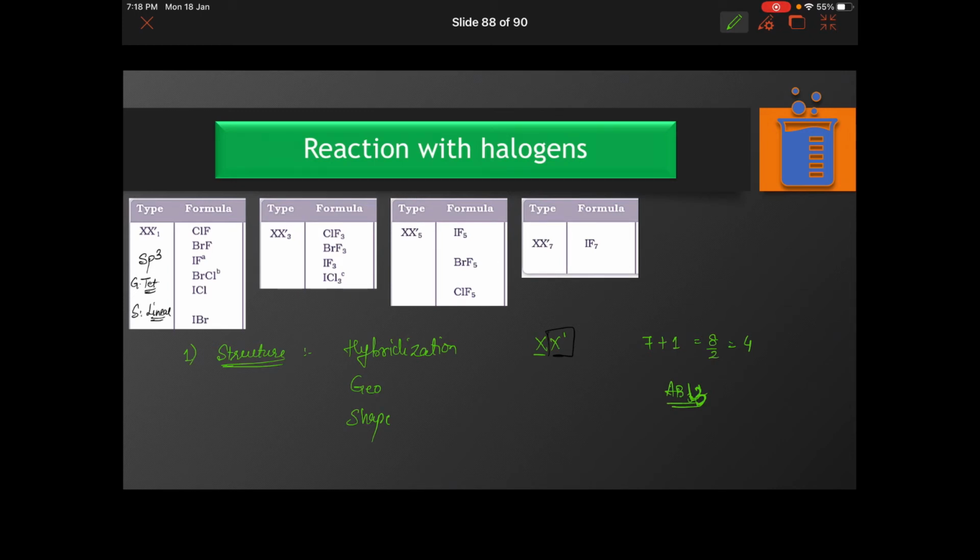So this is how you will be calculating the hybridization of XX'3, XX'5 and XX'7, and also yes, you will calculate the geometries and the shapes and put it in the comment box down below.